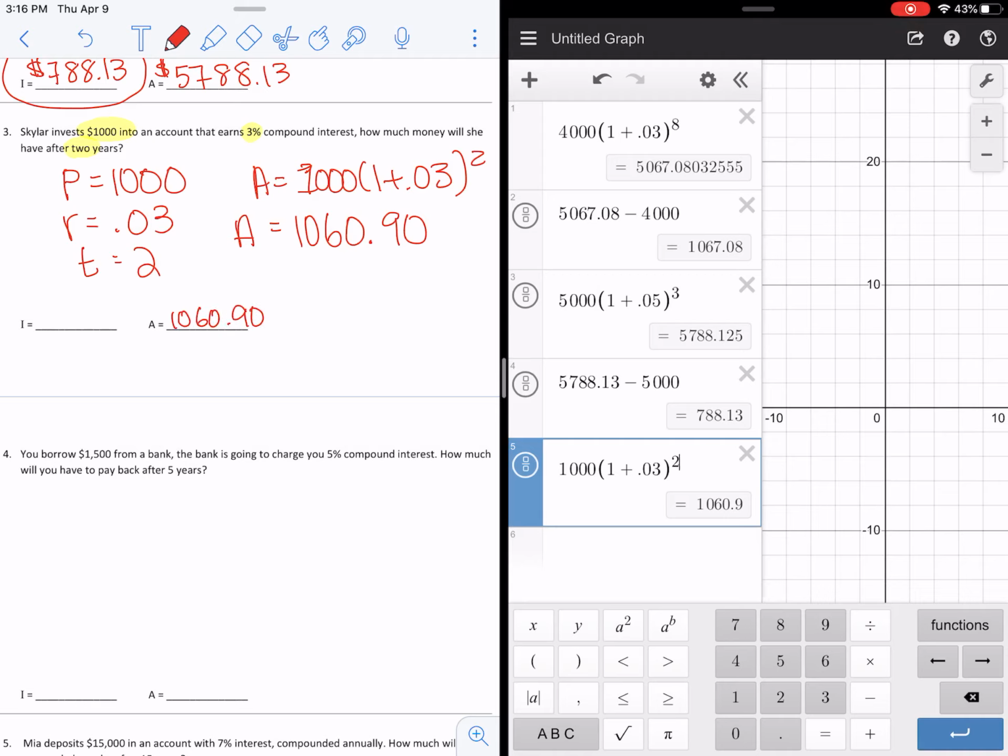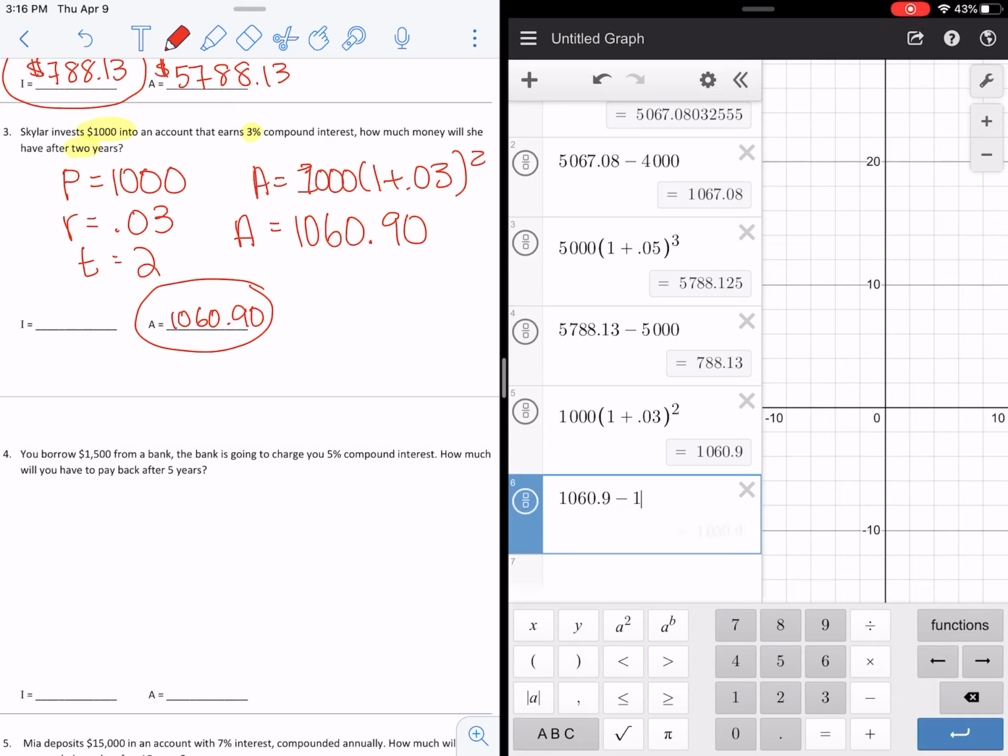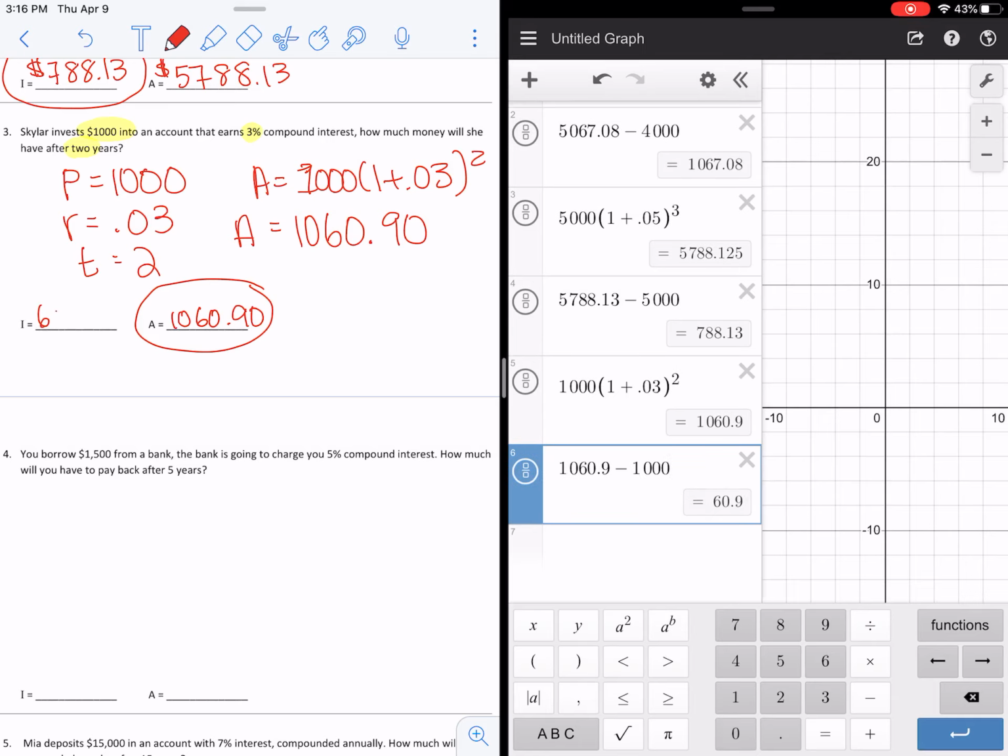And we're going to go back to the question to see if we answered our question. Skylar invests, so how much money will she have after the 2 years? That is asking for the total. So the total amount would be that, and that would be our final answer. But if we were to figure out what the interest was, just so that we have it there, we know that we just have to subtract it, and that would give you $60.90.